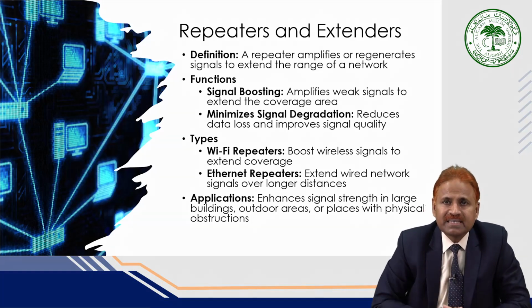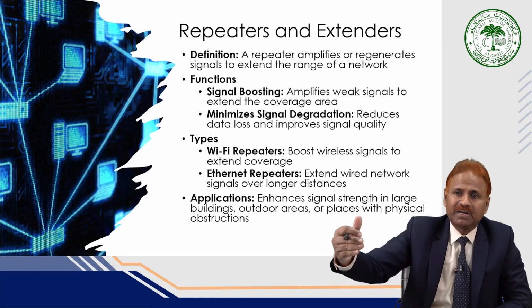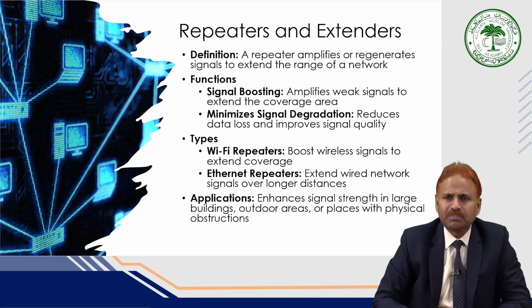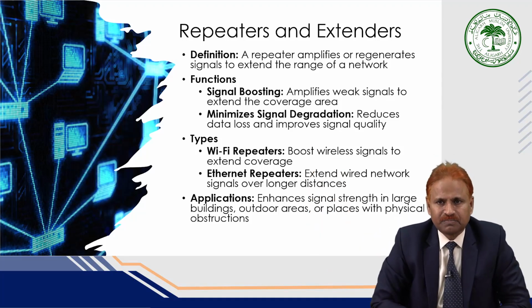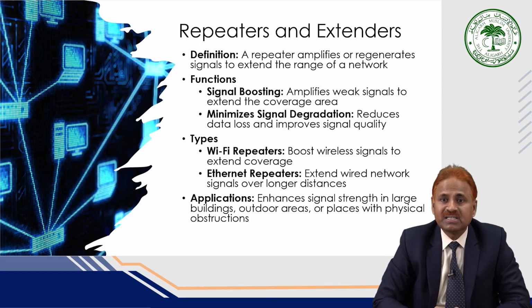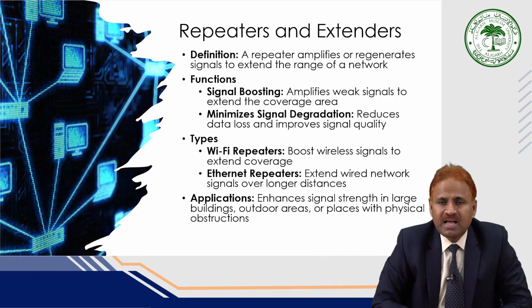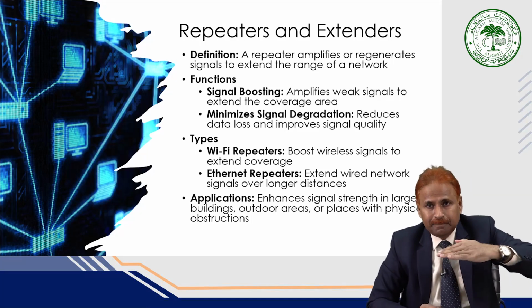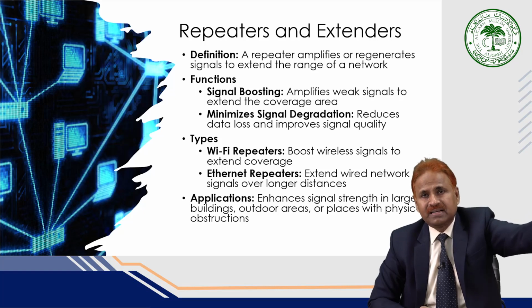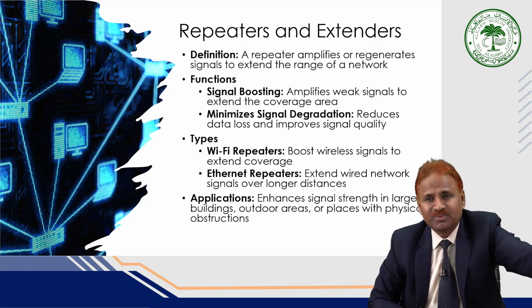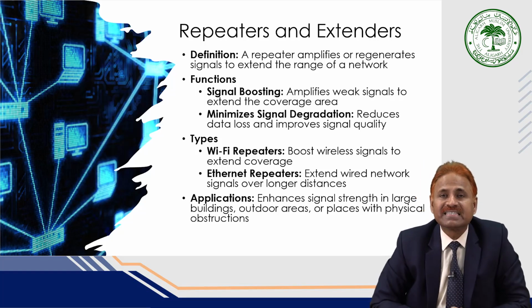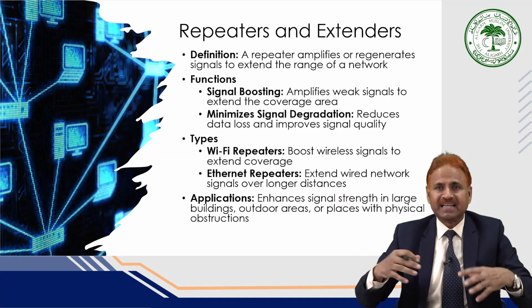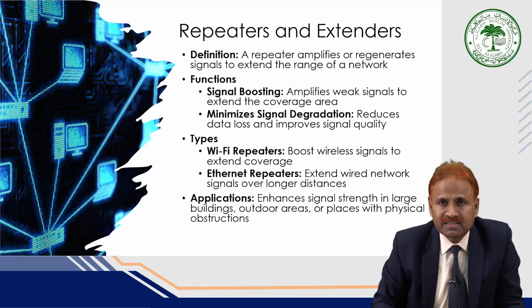So to save all these things, we use repeaters, which are devices that amplify or regenerate the signal to extend the range of the network. Signal boosting is the function. It amplifies the weak signal to extend the coverage area of the local area network, and it minimizes signal degradation. I have already told you, the more distance the signal travels, the more degradation of the signal occurs. So it reduces the data loss and improves signal quality, so that at the destination end the signal can be correctly interpreted by the destination computer.